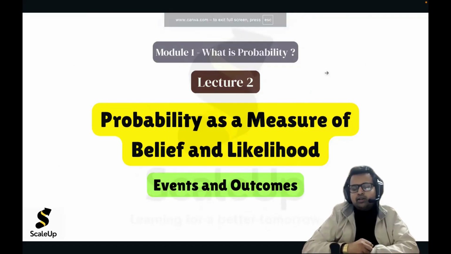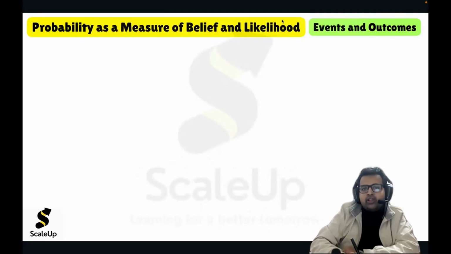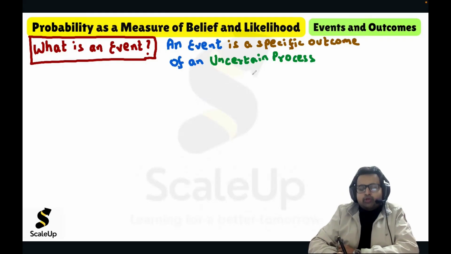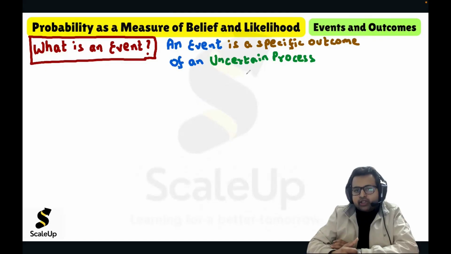Okay, now we'll look at the next topic of this lecture, that is events and outcomes. So what is an event? An event is a specific outcome of an uncertain process. Now this is very important, this uncertain process, because whenever we talk about events, whenever we talk about probability, we are talking about an uncertain process. And what is an uncertain process? The process wherein the outcome is not fixed, because in a certain process, if that process occurred, the outcome is fixed. But in an uncertain process, it can have multiple outcomes.